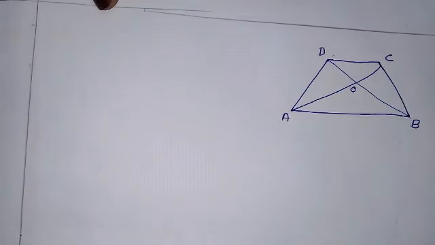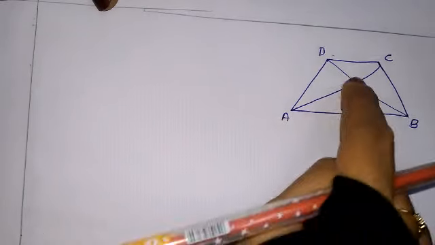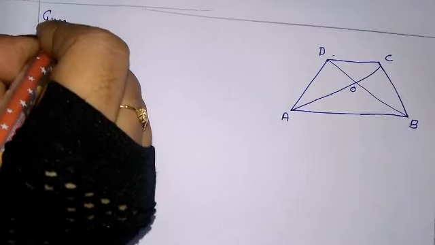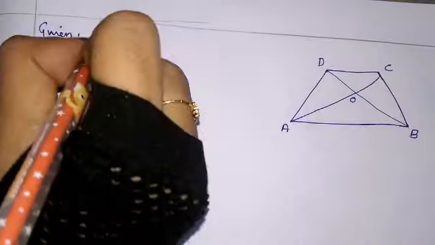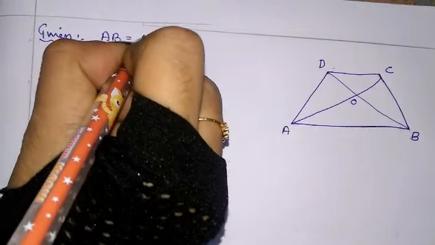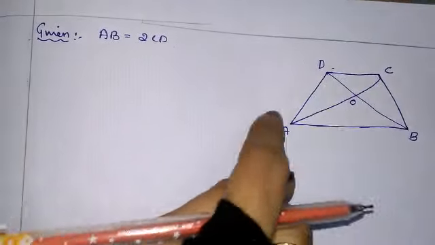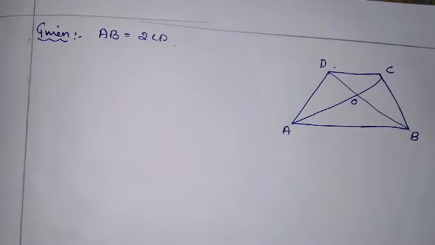Now what they have told is: find the ratio of the area of triangle AOB and COD. Okay, what is given? Given AB is equal to 2CD. They have mentioned in the question. Now we don't know whether these triangles are similar or not. Unless and until we know that they are similar, we can't apply the theorem, right?